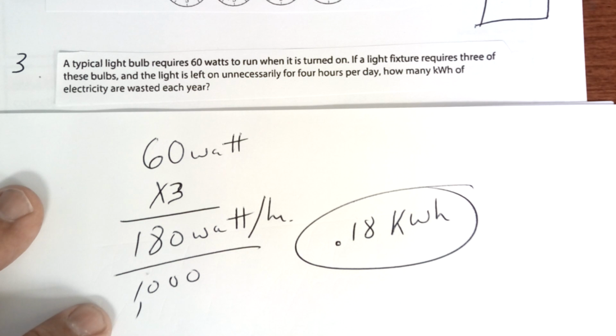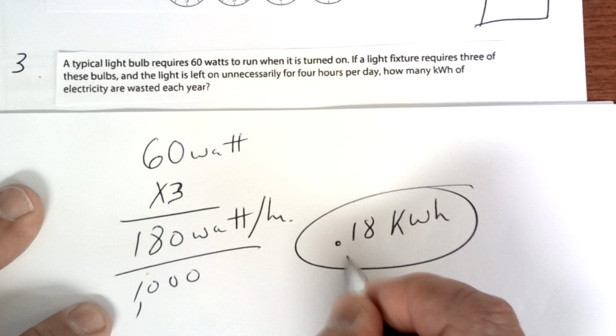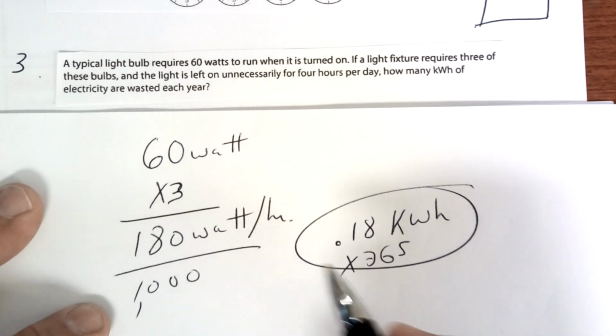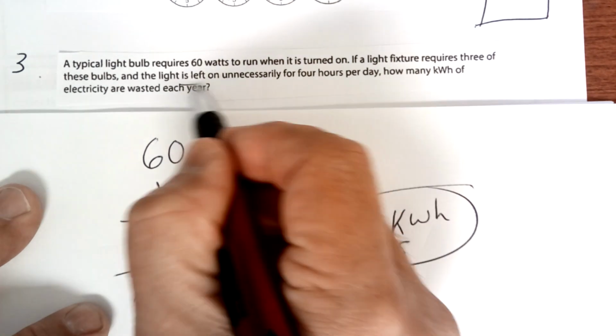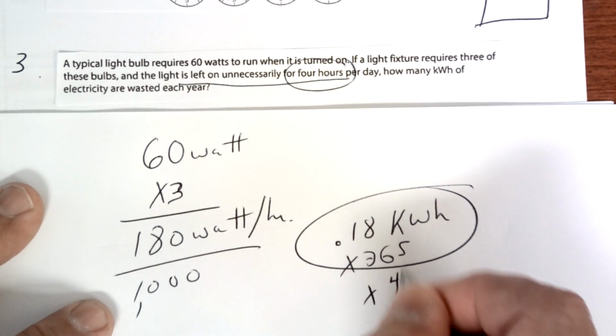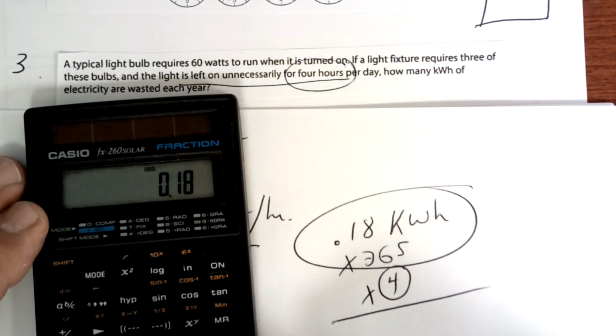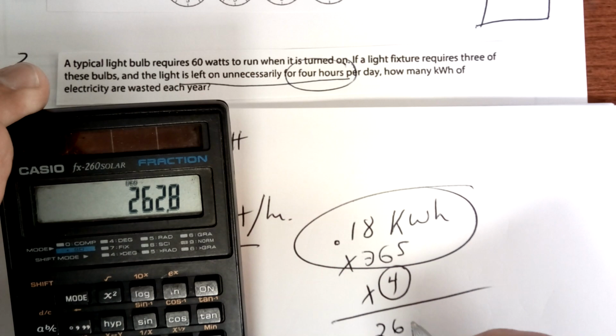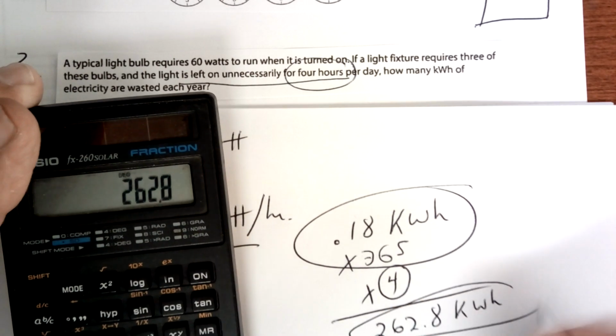And if this is every day, you're going to multiply by 365. Oh, it's left on for 4 hours per day. Okay, so right here, the bulb is left on unnecessarily for 4 hours per day. So what we got to do is also multiply this by 4. So let's see what it is. 0.18 times 365 and then times 4. 4 hours per day. So you have 262.8 kilowatt hours wasted. Okay?